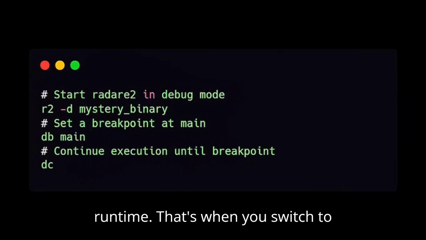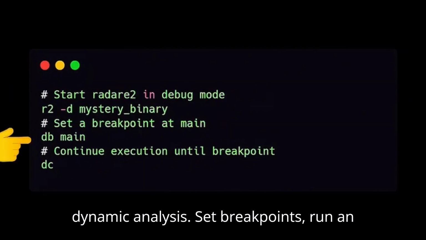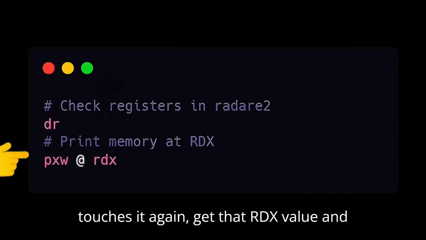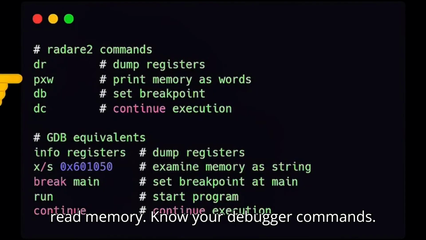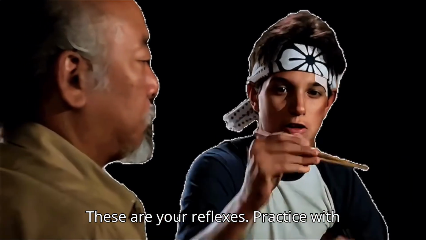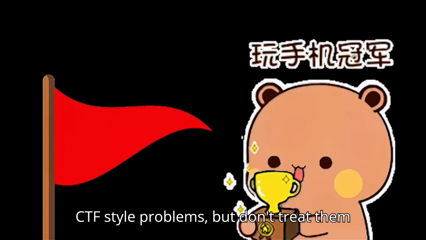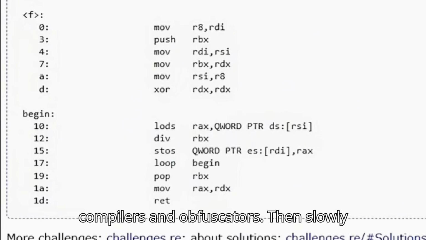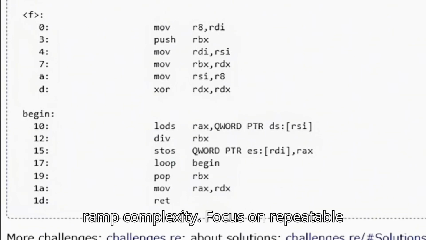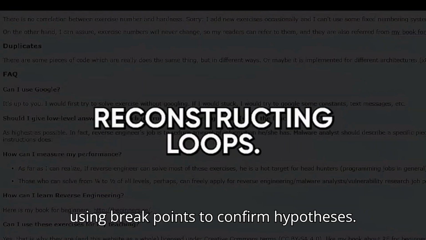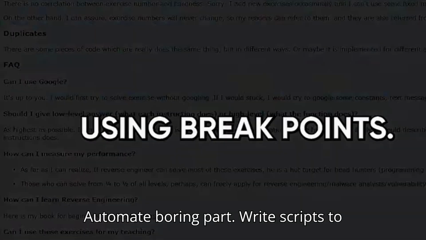That's when you switch to dynamic analysis. Set breakpoints, run and inspect registers. If the assembly loads the address of the flag into RDX and never touches it again, get that RDX value and read memory. Know your debugger commands cold: dr, pxw, db, dc in Radare, and gdb plus x/s and info registers in GDB. These are your reflexes. Practice with CTF-style problems, but don't treat them like trophies. Use beginner reverse challenges to learn the habits of compilers and obfuscators, then slowly ramp complexity. Focus on repeatable skills: reading assembly flow, spotting constant folding, recognizing standard library calls, reconstructing loops, and using breakpoints to confirm hypotheses.